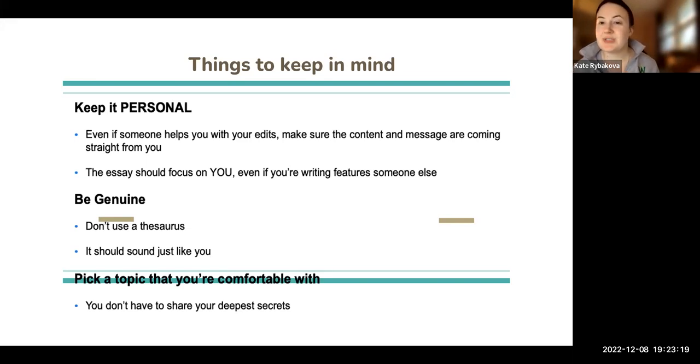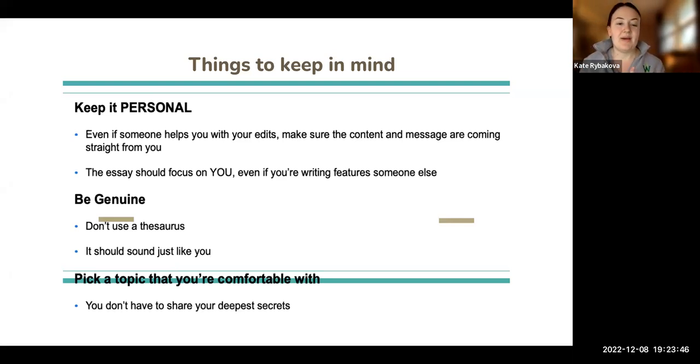Even if you show it to your teacher, just make sure that the actual messaging and the actual topic is coming directly from you, not from anybody else. And again, it should focus on you, even if you feature somebody else. Like I mentioned before, if you write about your grandma, that's totally fine, but also make sure that we know what you learned about it, what you think about your relationship with your grandma. So we don't want to know about your grandma's life. We want to know how you feel about that.